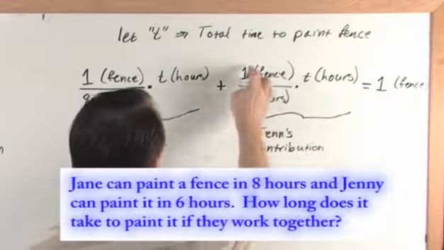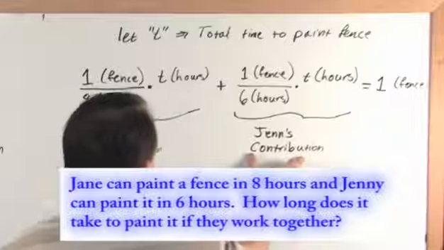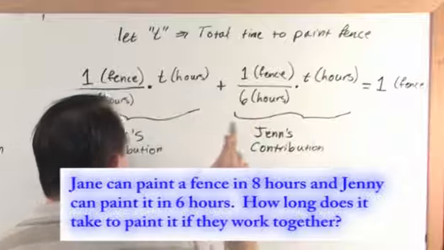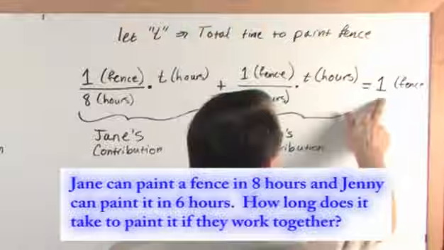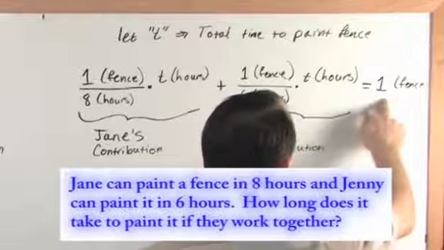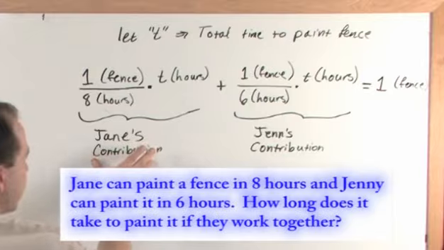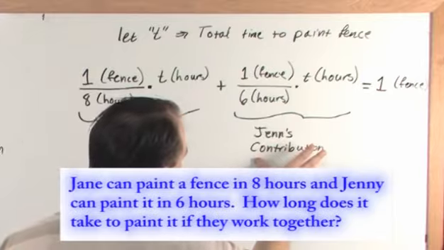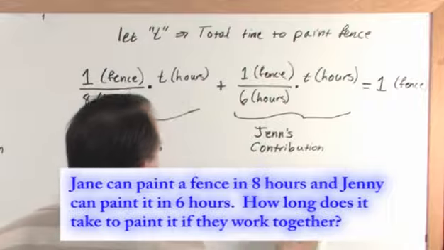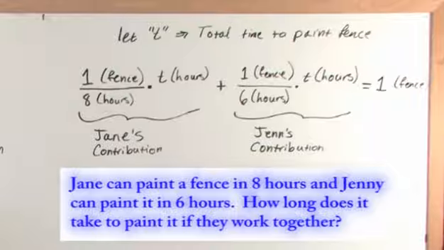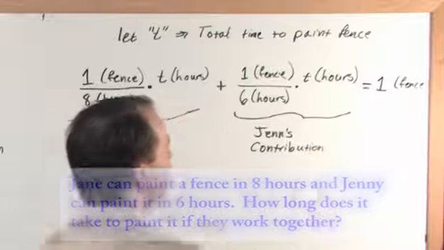Jen is the same story. She can paint one fence in 6 hours, times however long we all work on it together, is her contribution. When you add them up together, we know the sum total of both of their contributions to the project means that they must paint one fence in the end. Okay, this is the work done sum total. So this is Jane's contribution to the fence project, however much she paints of the fence. This is Jen's contribution, however much she paints. And when you add them up, they must paint one fence together. That's what this equation is saying. It's an equation in work. You're writing how much work Jane contributes plus how much work Jen contributes equals the project.